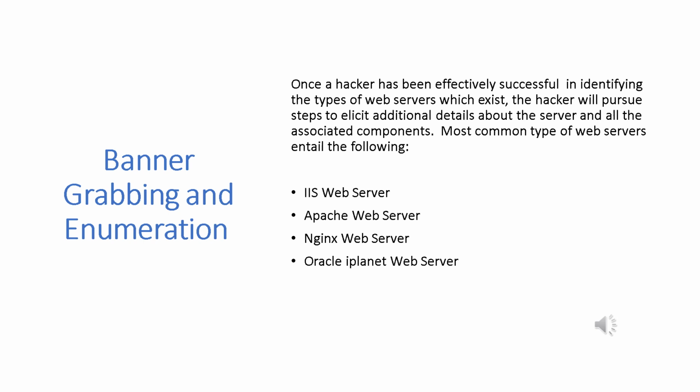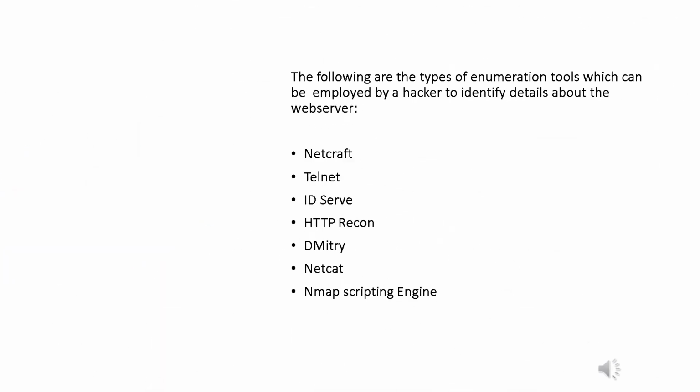Banner grabbing and enumeration. Once a hacker has successfully identified the types of web servers which exist, the hacker will pursue steps to elicit additional details about the server and all the associated components. The common types of web servers are the IIS web server, the Apache web server, the Nginx web server, and the Oracle iPlanet web server. The following are enumeration tools which can be employed by a hacker to identify details about a web server: Netcraft, Telnet, ID Serve, HTTP Recon, Dmitry, Netcat, and the Nmap scripting engine.